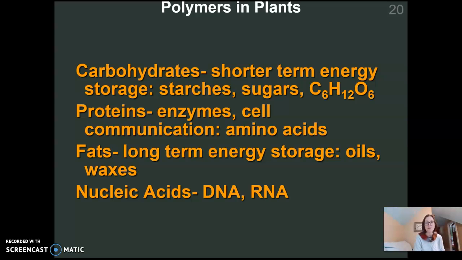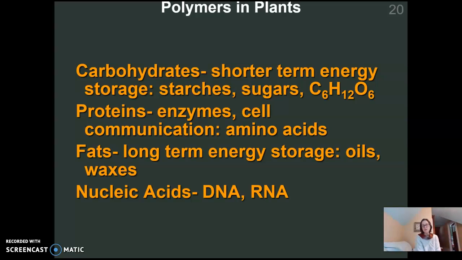Fats are for long-term energy storage. Plants will have oils or waxes that are made from fats. These are also carbons, hydrogens, and oxygens. And the thing with fats is that they are formed with nonpolar covalent bonds. So as opposed to water, which is polar, these nonpolar substances don't mix with water. They don't have polarity. There's no positive or negative end to them. They're just solid. They like to be themselves. They don't like to mix with water and polar things.